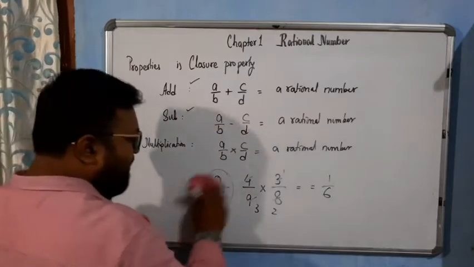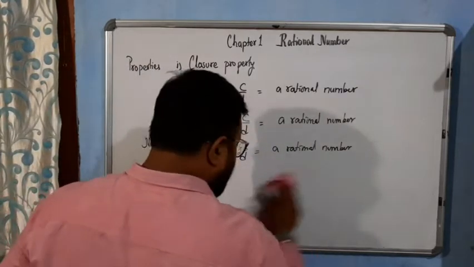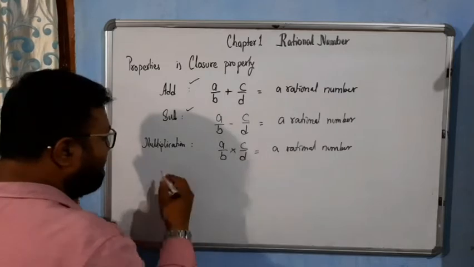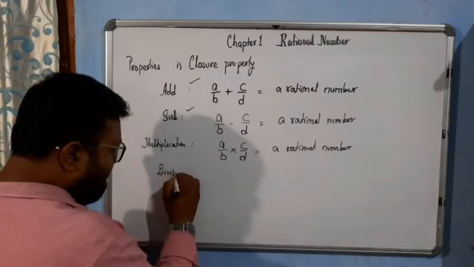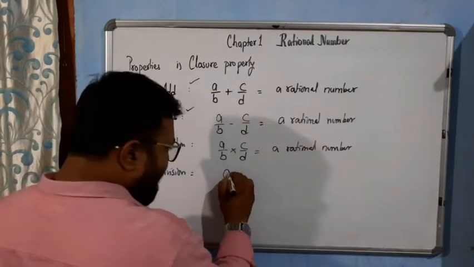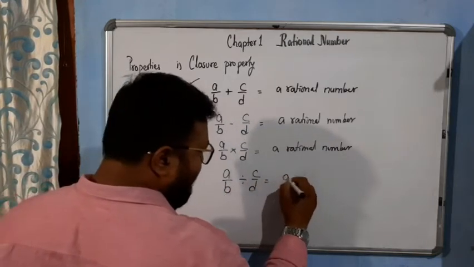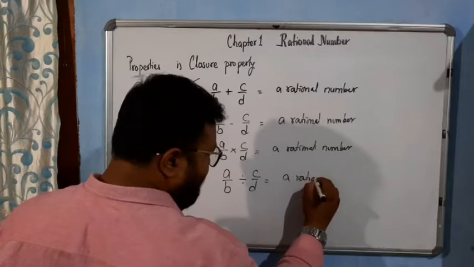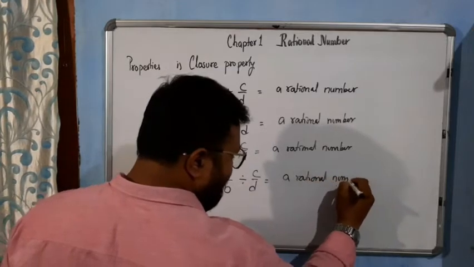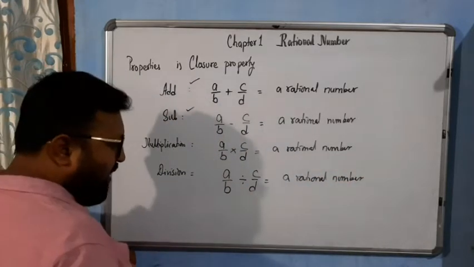Okay. Now come to the topic division. a by b is divided by c by d. In all the cases, we will check whether we are getting a rational number or not. Let's take an example.